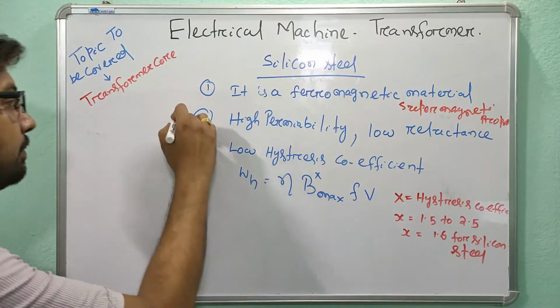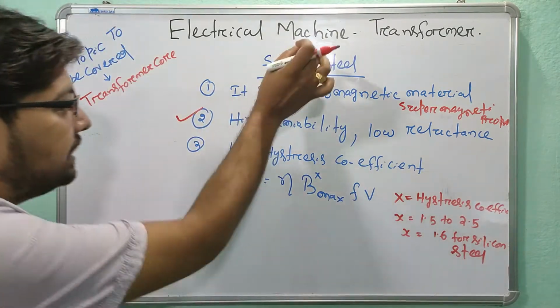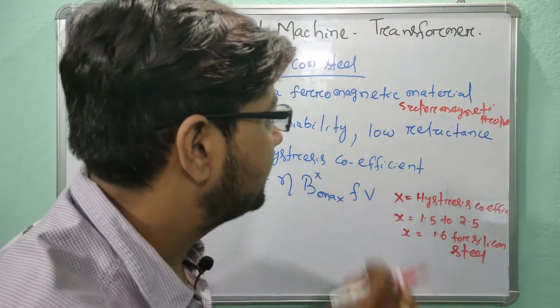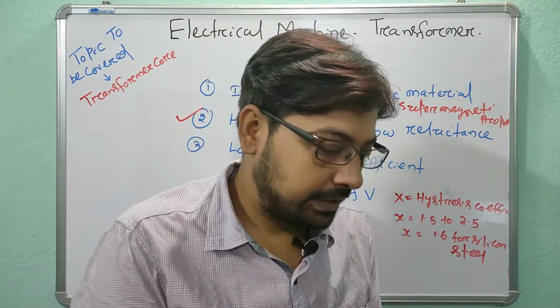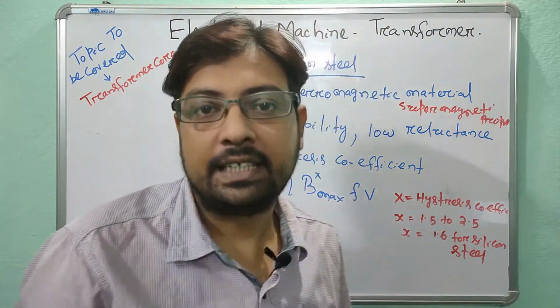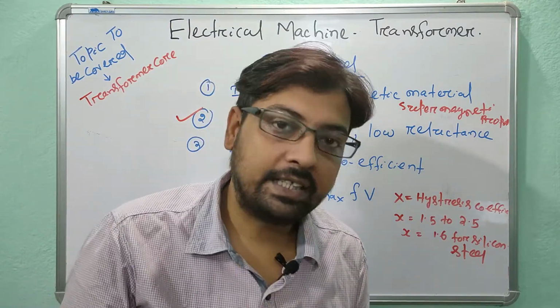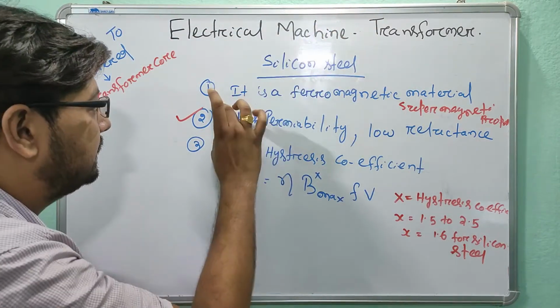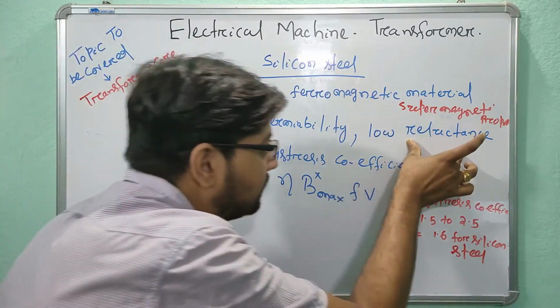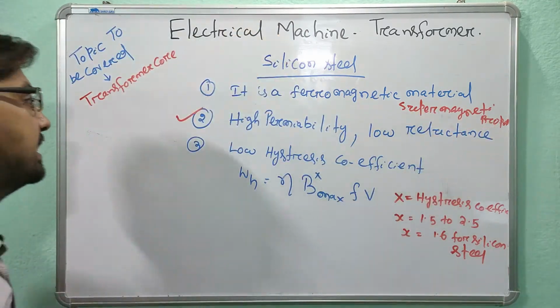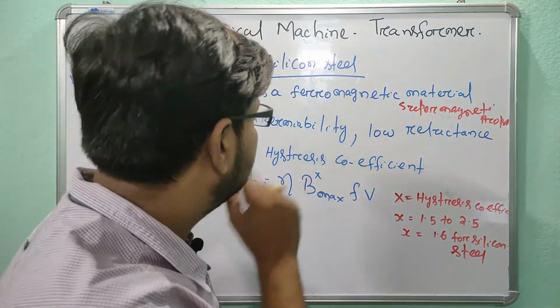Okay, now number 2 is silicon steel has high permeability and low reluctance. As you previously discussed, in the transformer core, high permeability and low reluctance is preferred, and silicon steel has high permeability and low reluctance, so in the transformer core we use silicon steel.